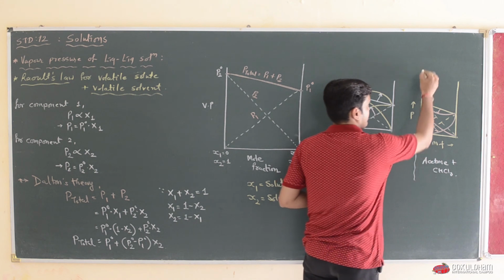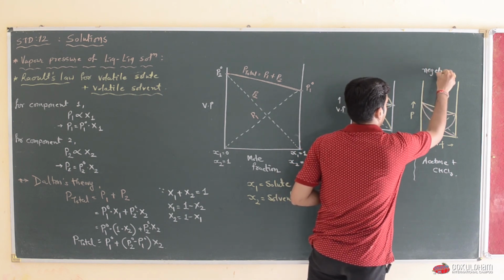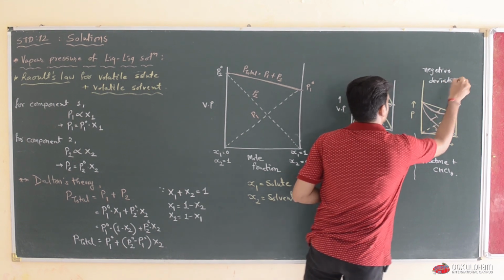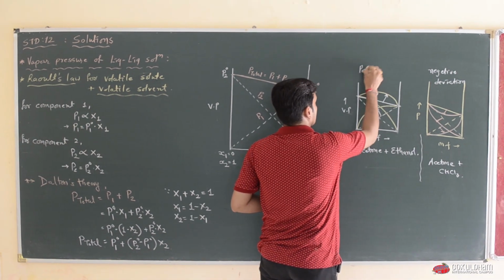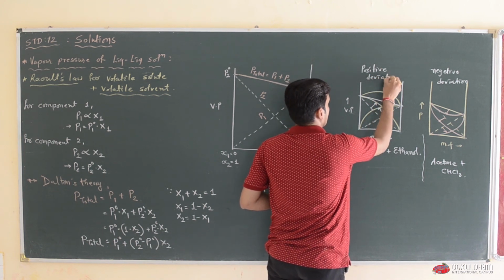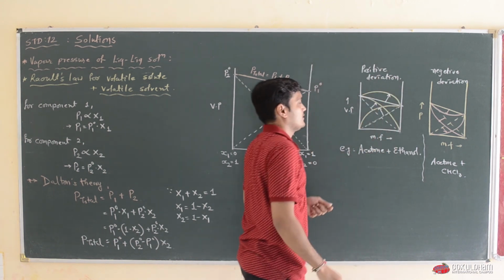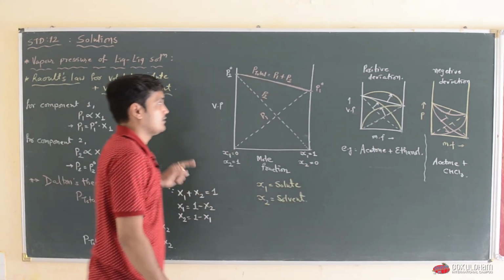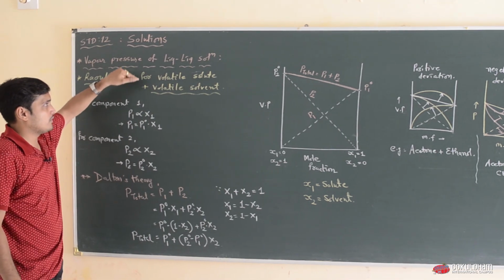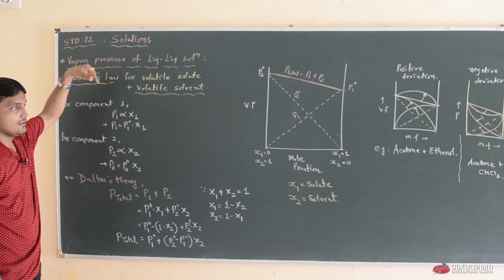This is for negative deviation, and this is known as positive deviation. So this whole theory is known as Raoult's law for volatile solute and volatile solvent.